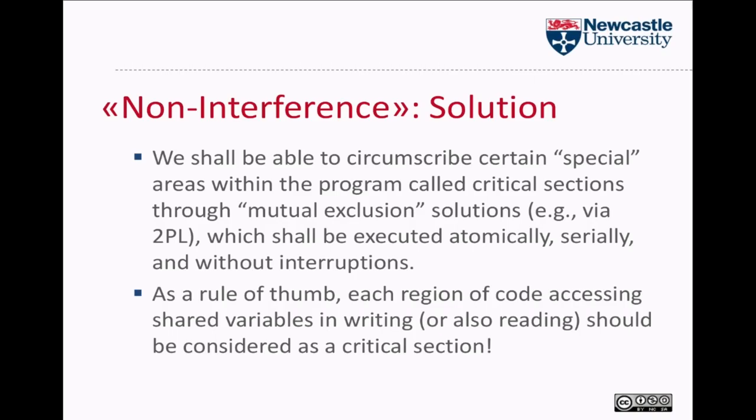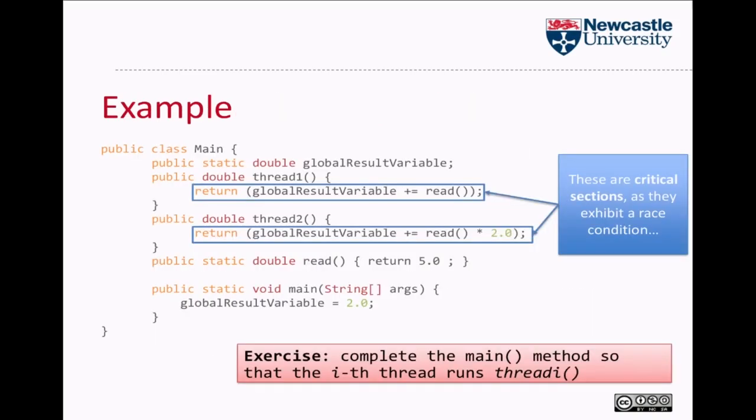Then we are going to relax that this afternoon, showing how the locks for strict two-phase locking could be implemented. And without interruption, so as to achieve mutual exclusion. As a rule of thumb, each region of code accessing shared variables in writing should be considered as a critical section, and that is actually what I was referring to beforehand.